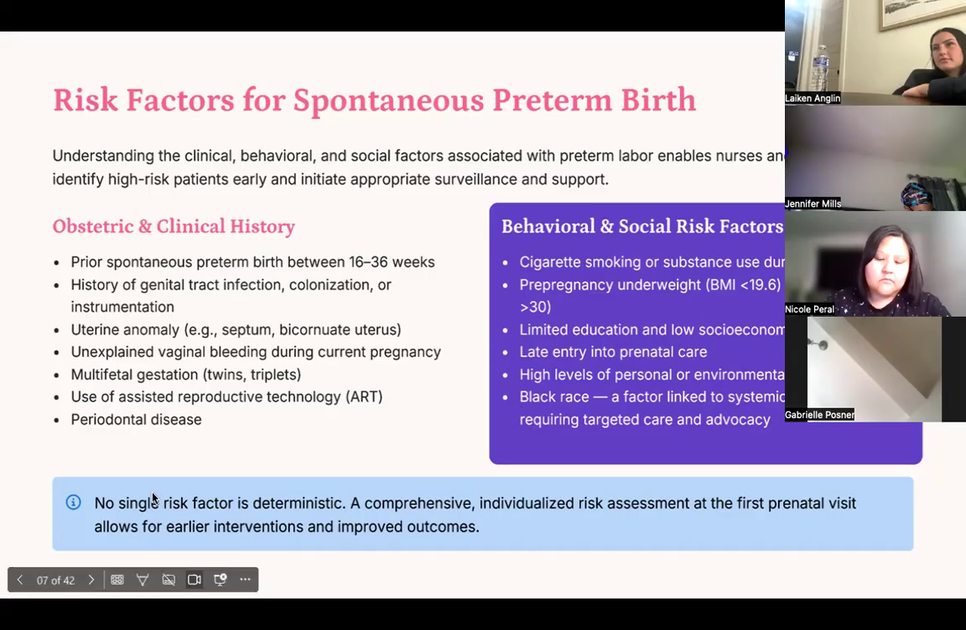And then down here we have this little note. No single risk factor is deterministic. A comprehensive, individualized risk assessment at the first prenatal visit allows us to intervene early and improve our outcomes. All right. So that just goes back to our early recognition and early intervention.